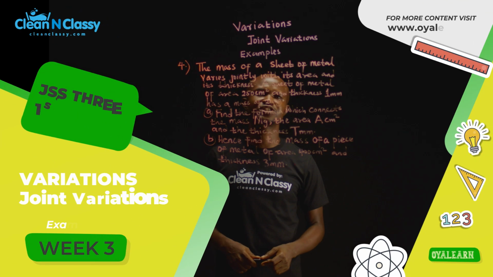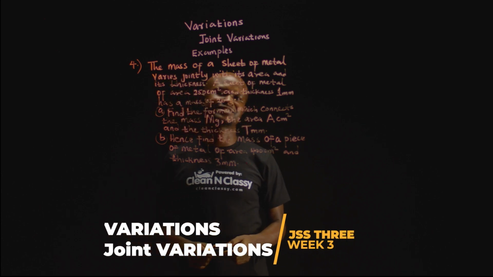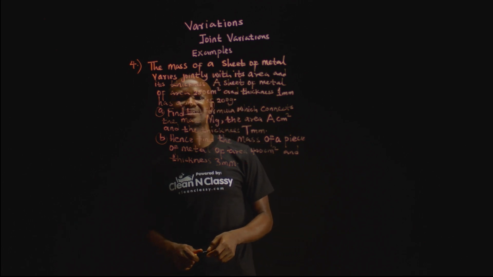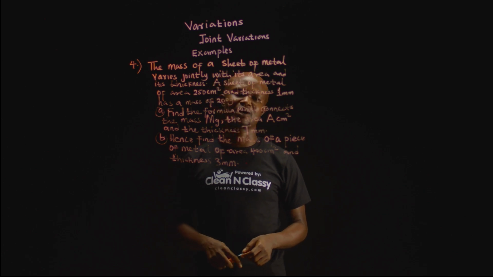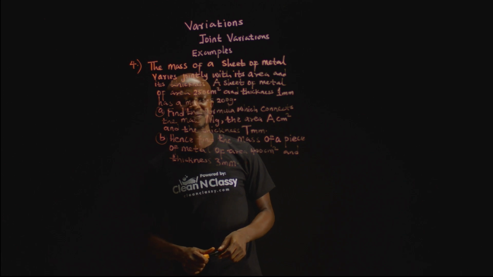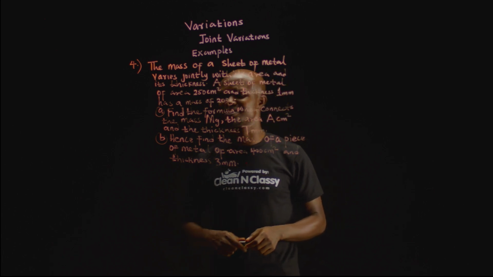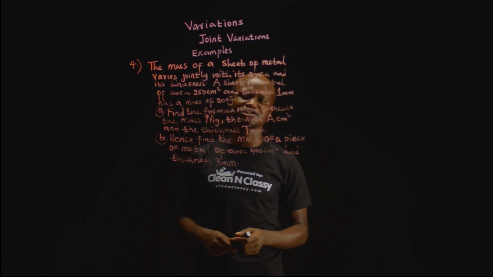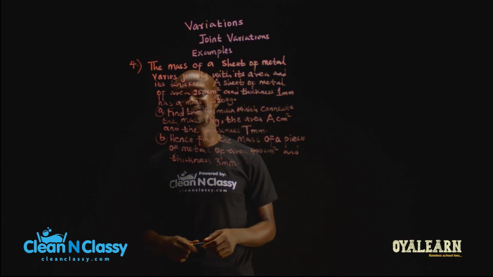The mass of a sheet of metal varies jointly with its area and its thickness. A sheet of metal of area 250 centimeters square and thickness 1 millimeter has a mass of 200 grams. A: Find the formula which connects the mass M, that is mass in gram, the area A in centimeter square, and the thickness T in millimeter. B: Hence, find the mass of a piece of metal of area 400 centimeter square and thickness 3 millimeter.